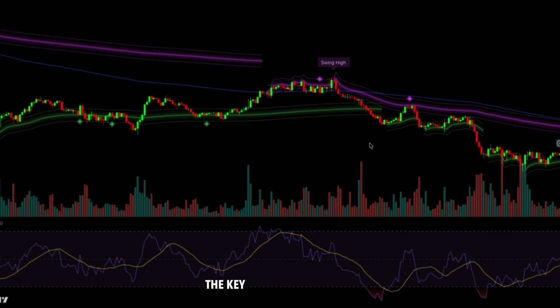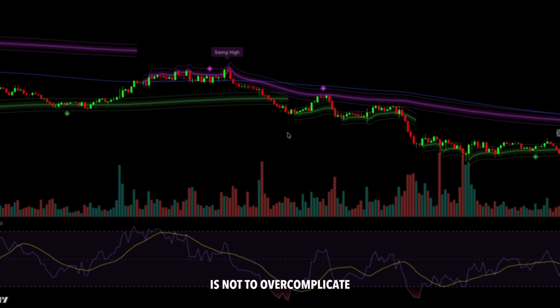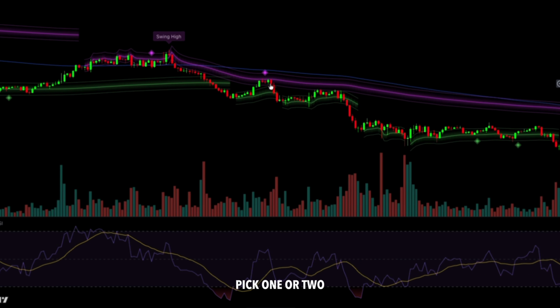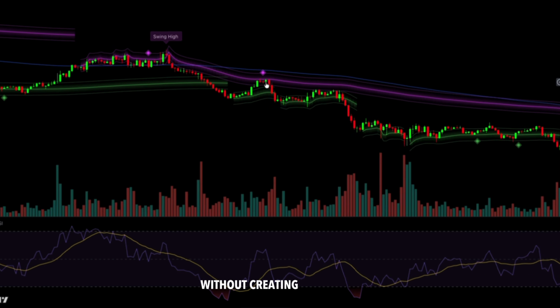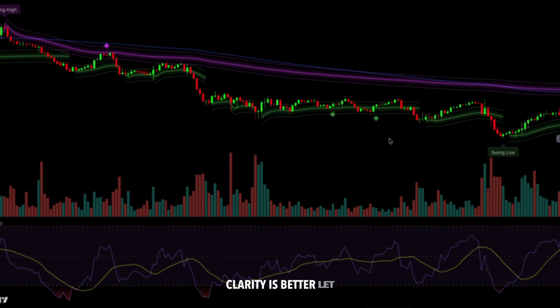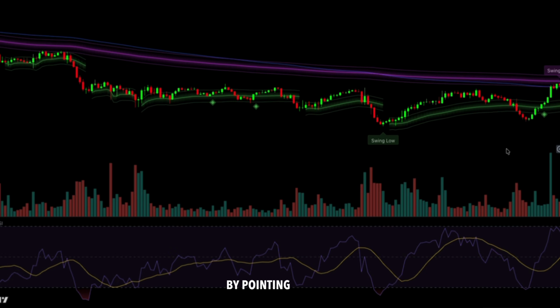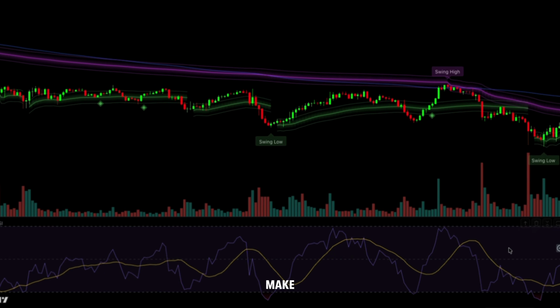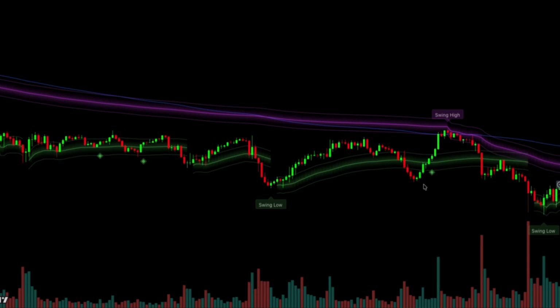The key with combinations is not to overcomplicate your chart. Pick one or two complementary tools that add value without creating confusion. More is not always better. Clarity is better. Let me save you some pain and money by pointing out the most common mistakes traders make when using the swing structure bands.